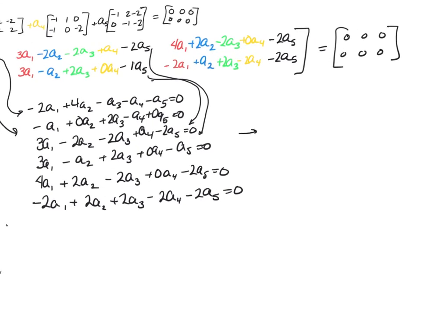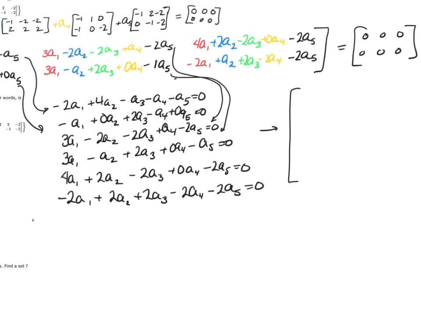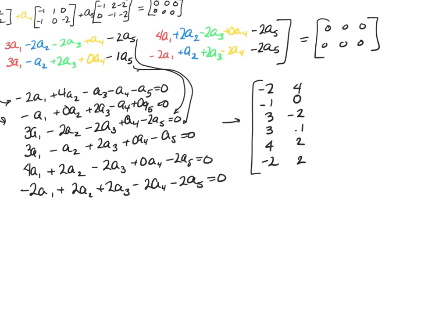So let's now throw this into another matrix where my first column will be the coefficients on a1. So negative 2, negative 1, 3, 3, 4, negative 2. My second column will be the coefficients on a2. So 4, 0, negative 2, negative 1, 2, and 2. My third column will be the coefficients on a3. So negative 1, 2, negative 2, 2, negative 2, 2.